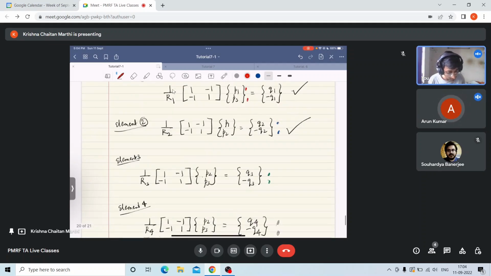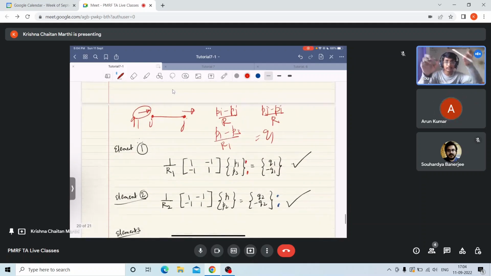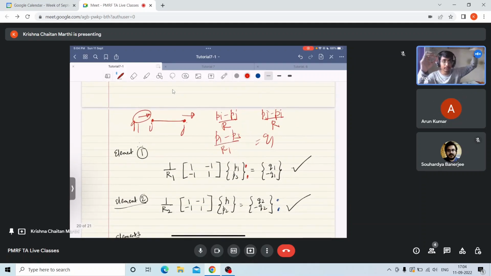Q3, minus Q3, Q4, minus Q4. So for each element, this is my entering, this is leaving, this is exit. Okay. So that's what I have written for each element.